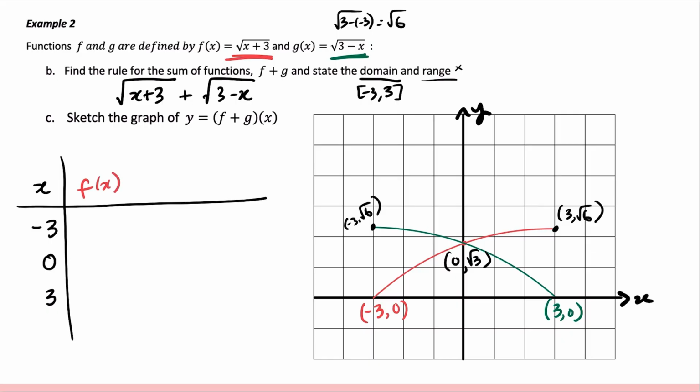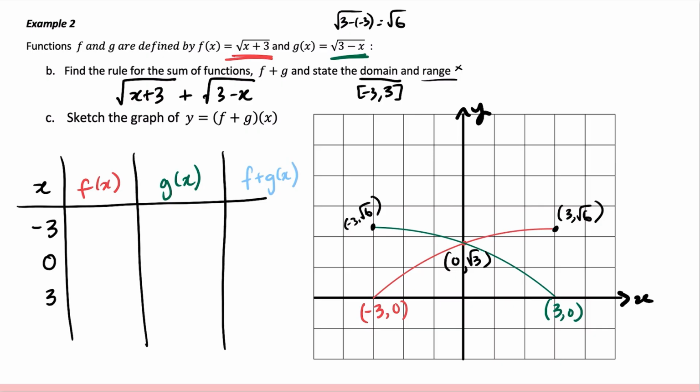Now, it's all about the y values. So let's draw up our y values, and then we're going to add them together, and that will give me the two functions added. Okay, so when x is -3, we're looking at the red function, f of x. We're going to list out the y values, so that'll be 0, √3, √6, and then for the green function, it's just the opposite. So that's going to be, when x is -3, it is √6, √3, and 0.